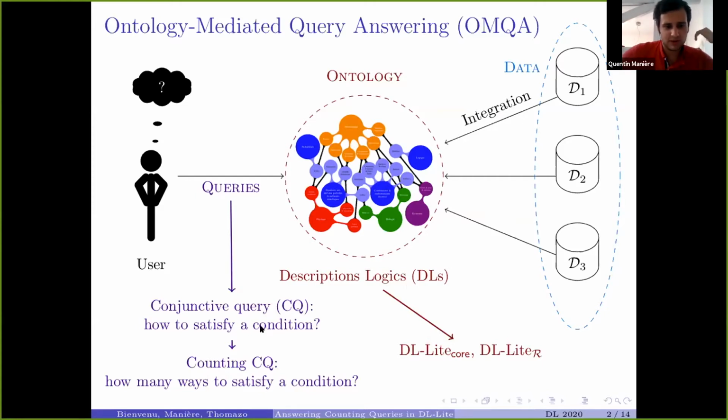And what I will tell you about is a natural extension, counting queries, asking for how many ways to satisfy a condition. So we'll consider two dialects, DL-Lite core and DL-Lite R, which are well known to have good computational properties with conjunctive queries.